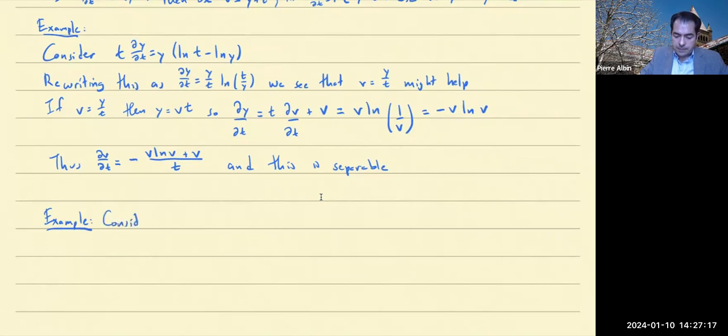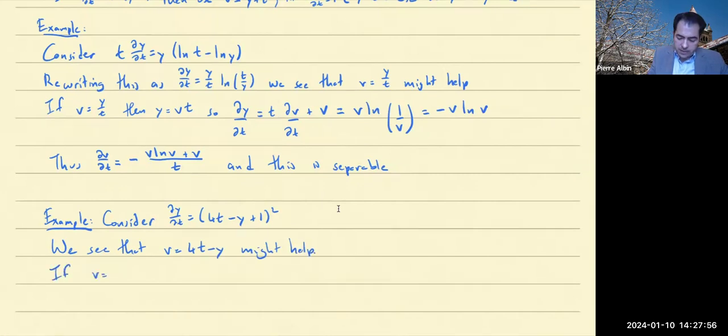Suppose we're looking at dy/dt equals (4t minus y plus 1) squared. Okay, so we look at the right-hand side, and we see that t and y always occur in the linear combination 4t minus y. So we see that v equal to 4t minus y might help.